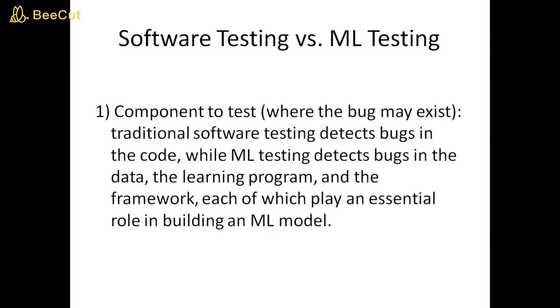One: component to test, where the bug may exist. Traditional software testing detects bugs in the code, while machine learning testing detects bugs in the data, the learning program, and the framework, each of which plays an essential role in building a machine learning model.